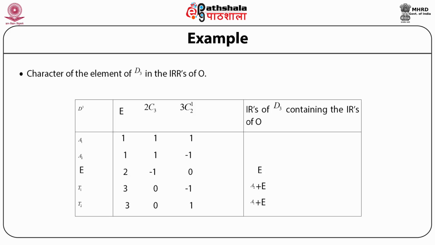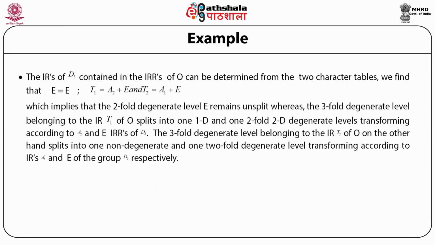So what does it mean? It means the irreducible representations of D3 contained in the irreducible representations of O can be determined from the character tables. And what do we find? We find that E is equal to E, T1 is equal to A2 plus E, and T2 is equal to A1 plus E. What does it imply? It implies that the twofold degenerate level E remains unsplit, while the threefold degenerate level belonging to the irreducible representation T1 of O splits into one one-dimensional and one two-dimensional degenerate level, transforming according to A2 and E.